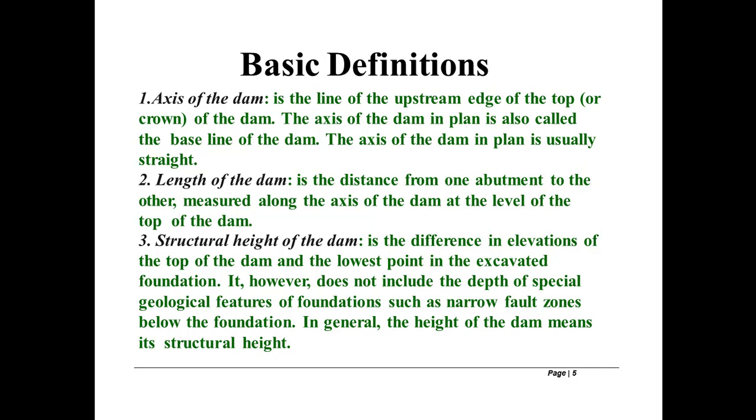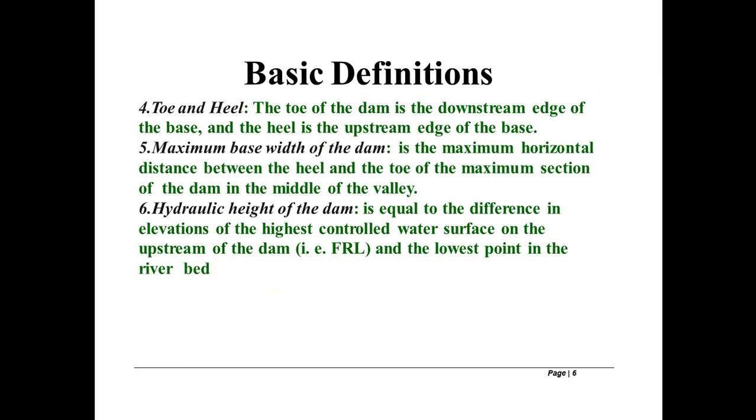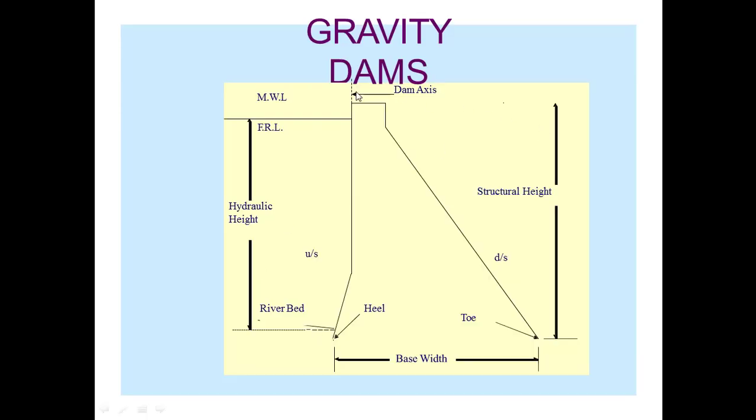Some basic definitions related to dams are: number one, axis of the dam. So what is the axis of the dam? The axis of the dam is the line of the upstream edge of the top or crown of the dam. The axis of the dam in plan is called the baseline of the dam, and it is usually straight. So this is the axis of the dam, as you can see in the figure.